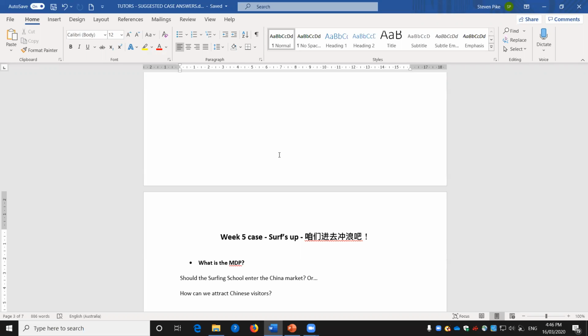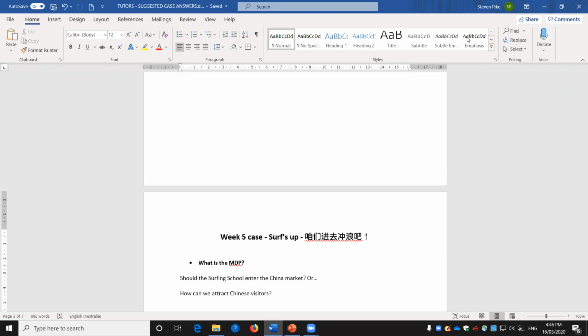So the business recognized that this looked like an opportunity with lots of visitors from China coming to their particular beach, but there didn't seem to be a lot of interest from those visitors. So the management decision problem in this case would be something along the lines of, should the surfing school enter the China market, or how can we attract Chinese visitors? That was a practical problem faced by this particular business.